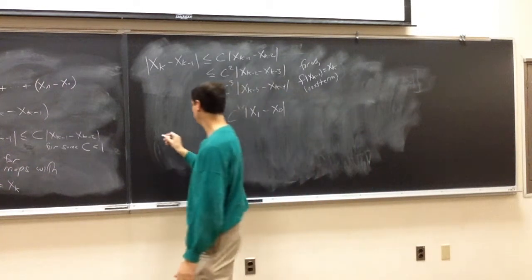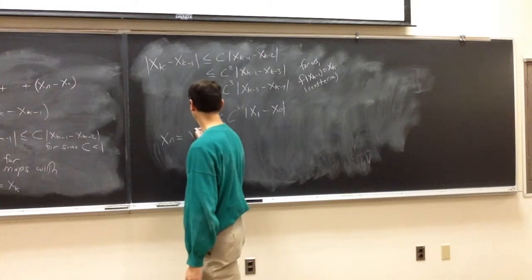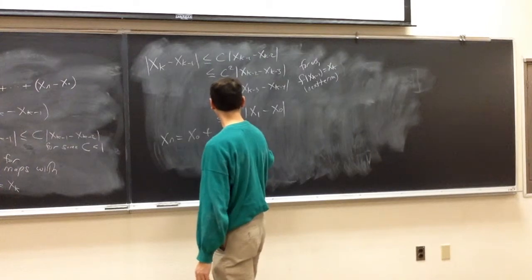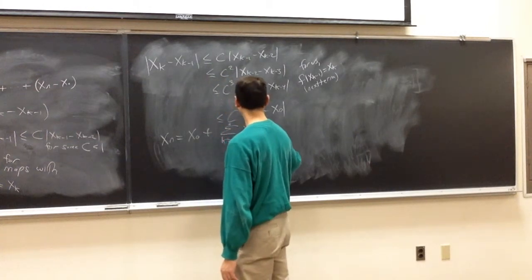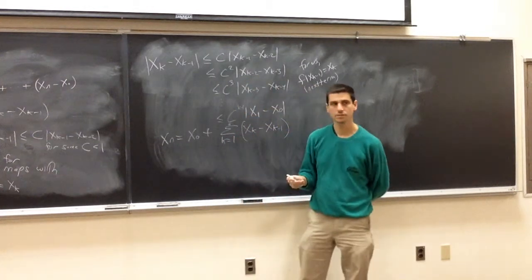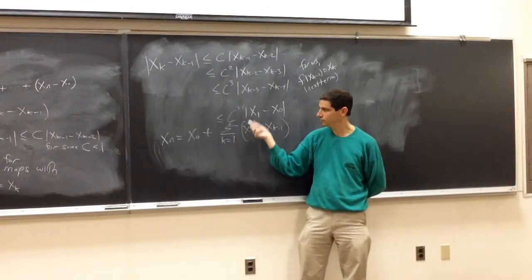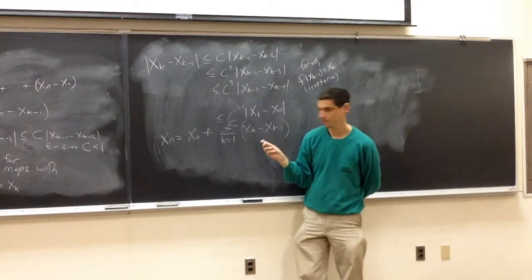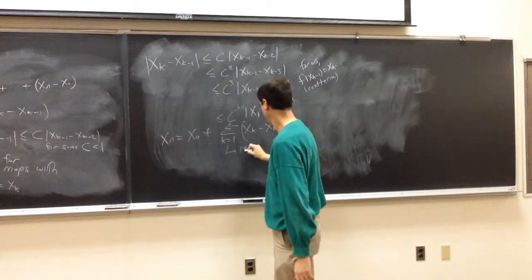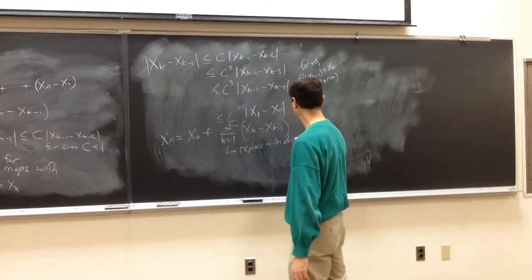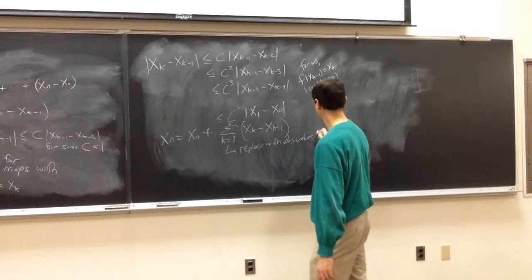So now, when we look at xn is x naught plus the sum, k goes from 1 to n, of xk minus xk minus 1. This sum, if I replace this with absolute values, it's going to be bounded. So replace with absolute values, bounded.